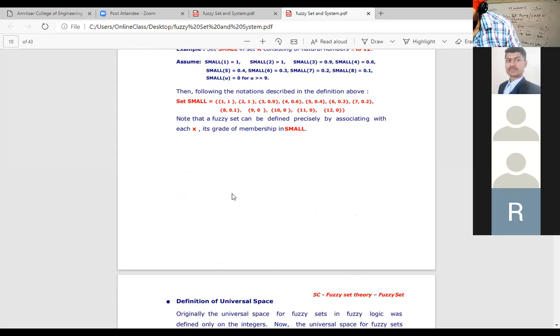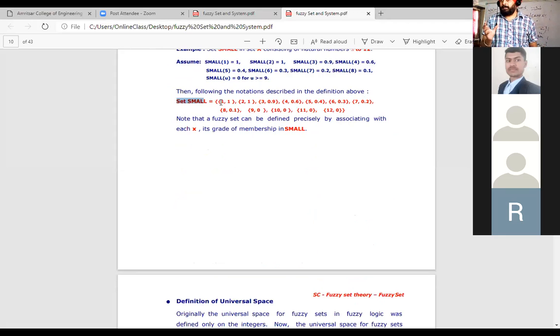Just see the example. There is a set whose name is set small. Here these are the memberships. 1 is a member of the fuzzy set with degree of membership 1. 2 is also a member of fuzzy set small with degree of membership 1. 3 is also a member with degree of membership 0.9. Then 4, because we are taking into account set small, now as the number increases, the degree is lower.